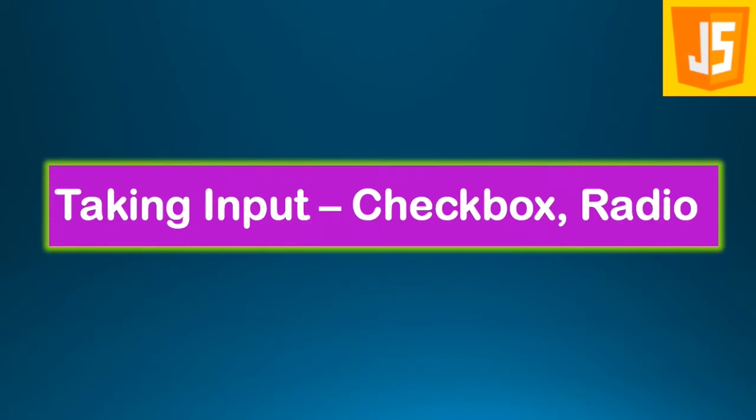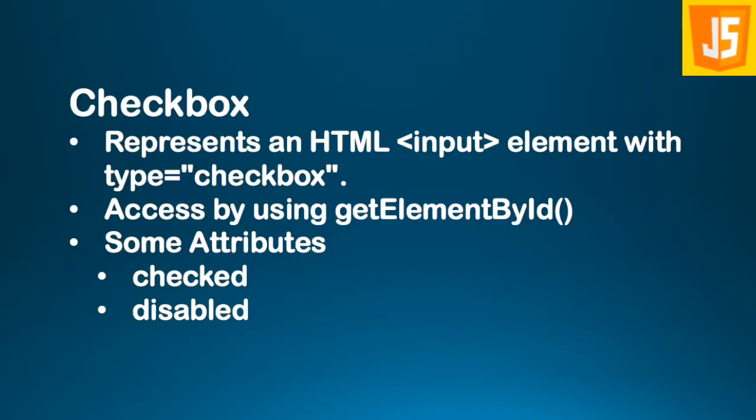Checkbox and radio are important input taking aspects of HTML. So what is a checkbox? A checkbox represents an HTML input element with the type checkbox. Like we can access the other input elements, we can access it by using getElementById. Some important attributes of a checkbox are checked and disabled. The purpose of a checkbox is to take various options from the user, in which the user can check it and tell whether this option is what the user wants or not.